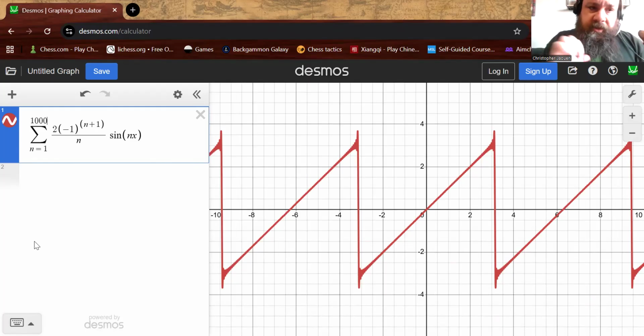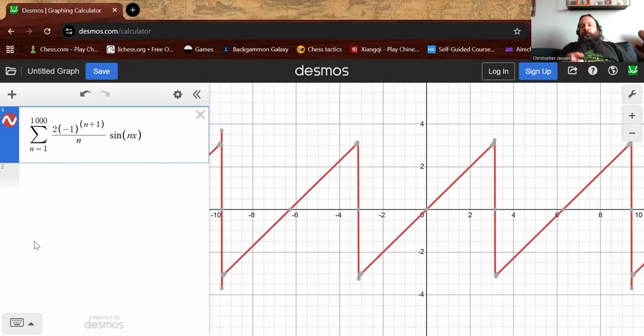And maybe I'll do one more example. If I let it equal 1,000, notice that it looks even better. And as the upper limit of summation gets larger and larger, the two graphs will look more and more like each other. And like I said, it'll converge to the graph that I drew on the whiteboard a few minutes ago.